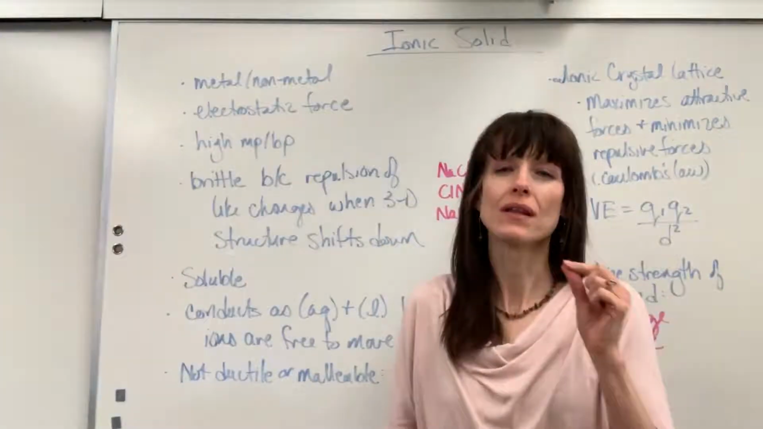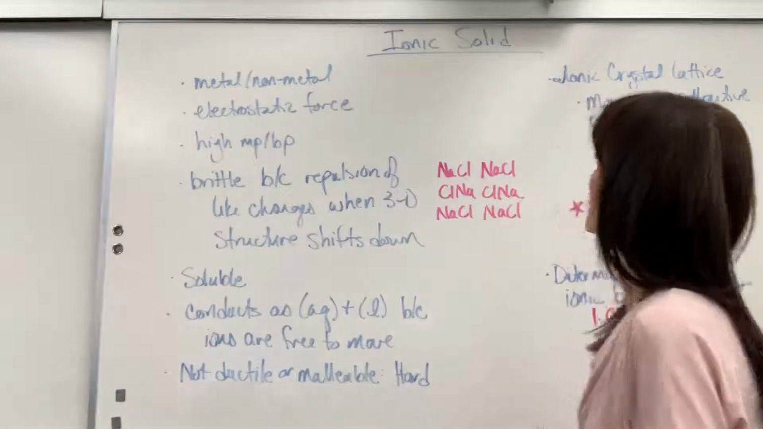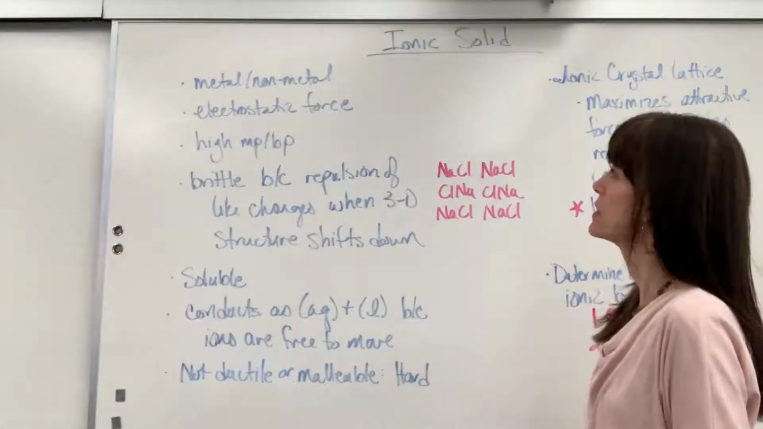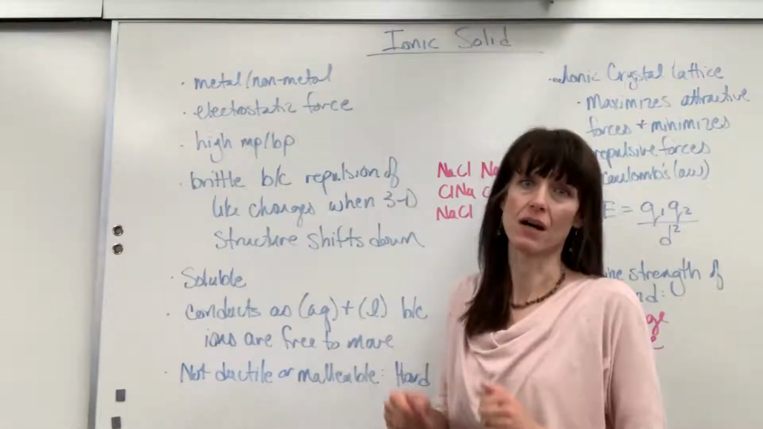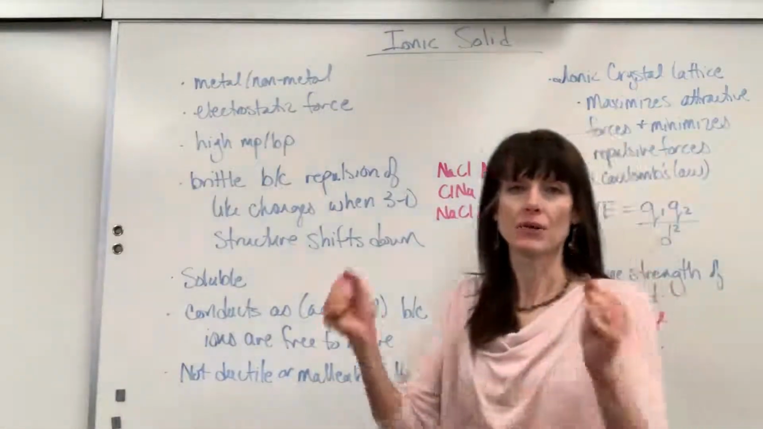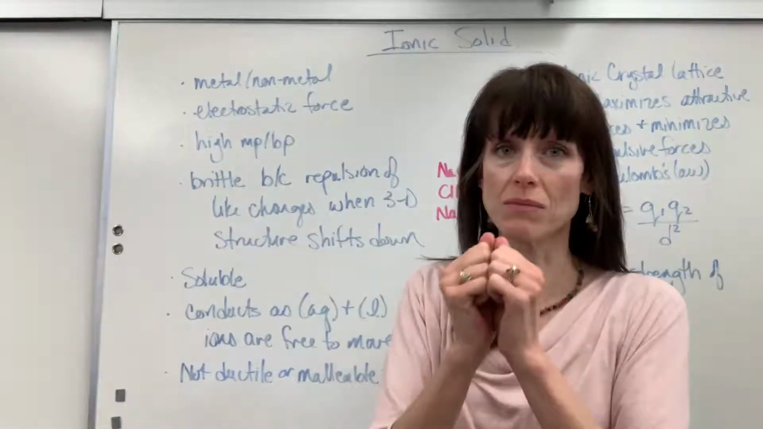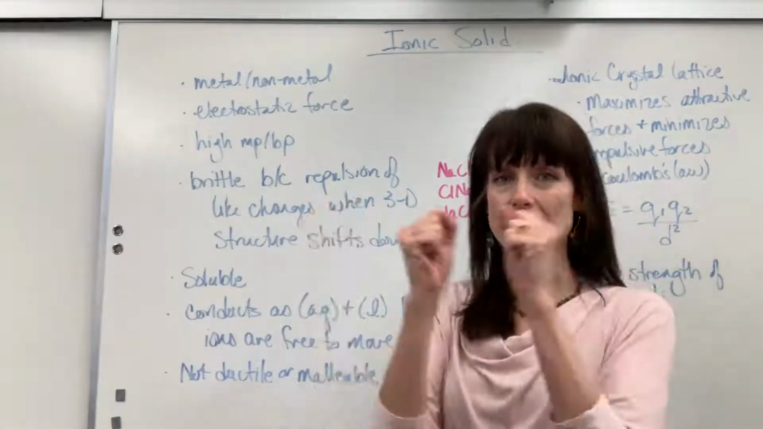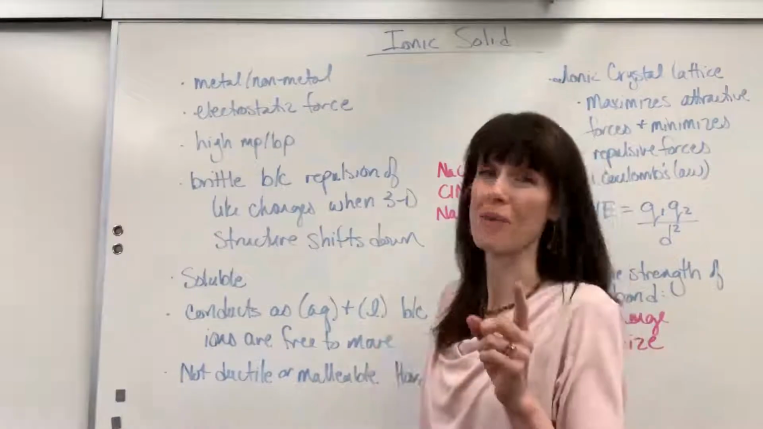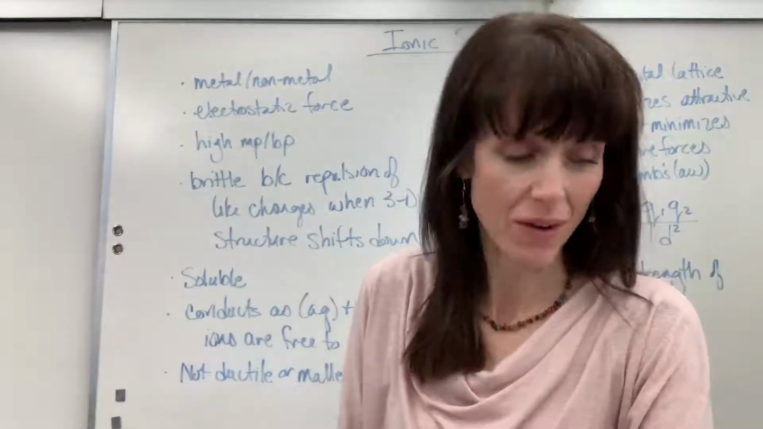Hi, let's go a little more in depth into ionic bonding, some specifics. So with ionic solids, you know that it's a metal and a non-metal. For example, here I have a sodium and a chlorine. Now those come together in an intramolecular force, an intramolecular bond. Those atoms are held together in a compound.